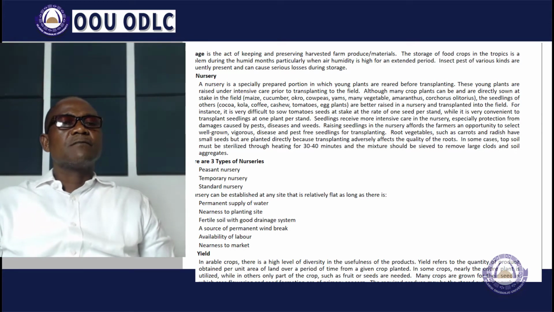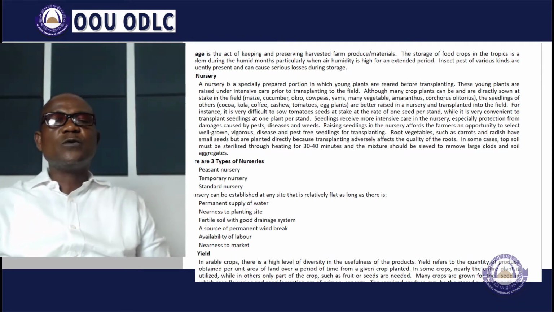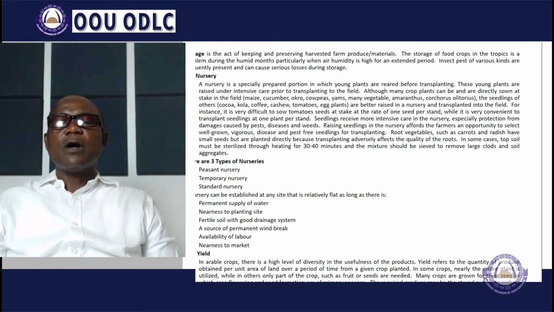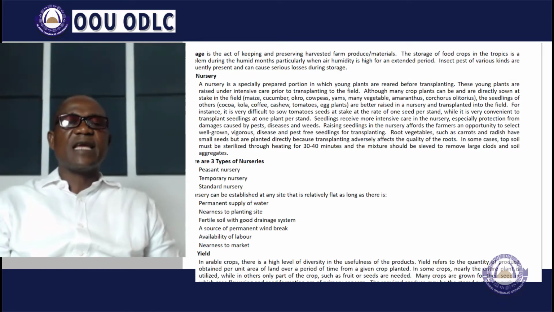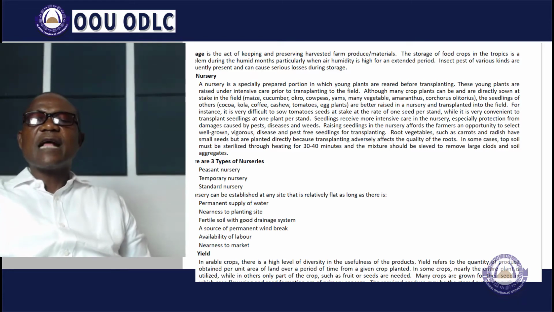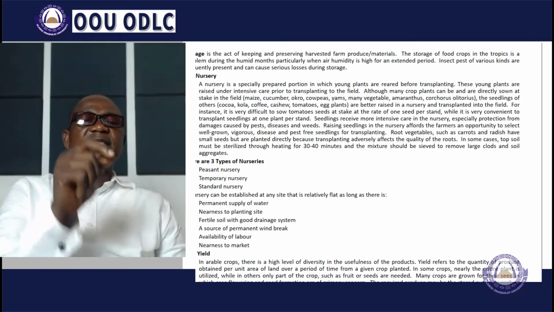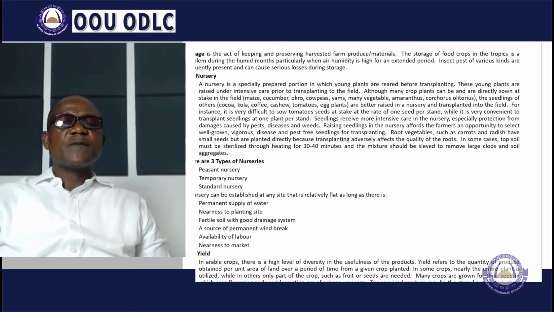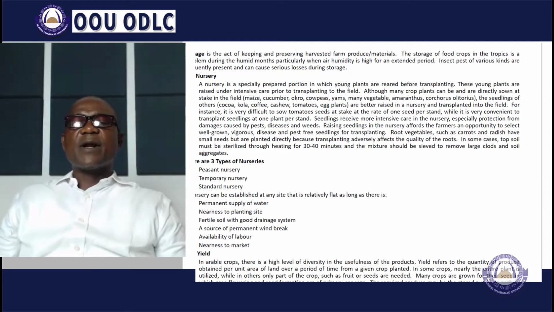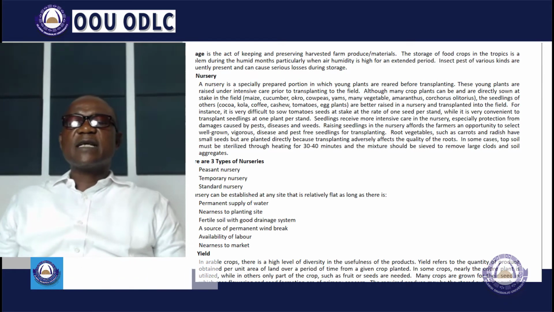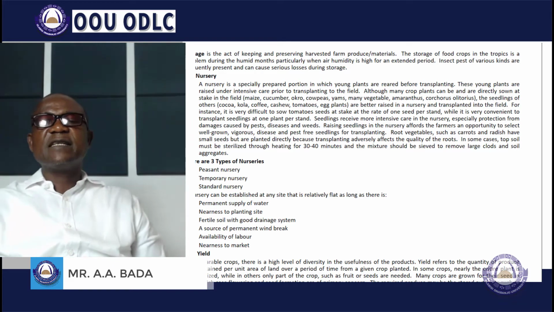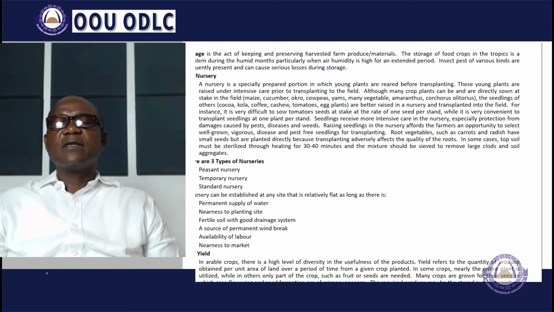Nursery. A nursery is a specially prepared portion in which young plants are reared before being transplanted to the field. The young plants are raised under intensive care prior to transplanting to the field. Although many crop plants can be and are directly sown at stake on the field, especially maize, cucumber, okra, cowpeas, yams, etc. many vegetables such as amaranthus, celosia, moringa oleifera, and some seedlings of other crops, especially cocoa, cola, coffee, are better raised in the nursery and transplanted to the field later.